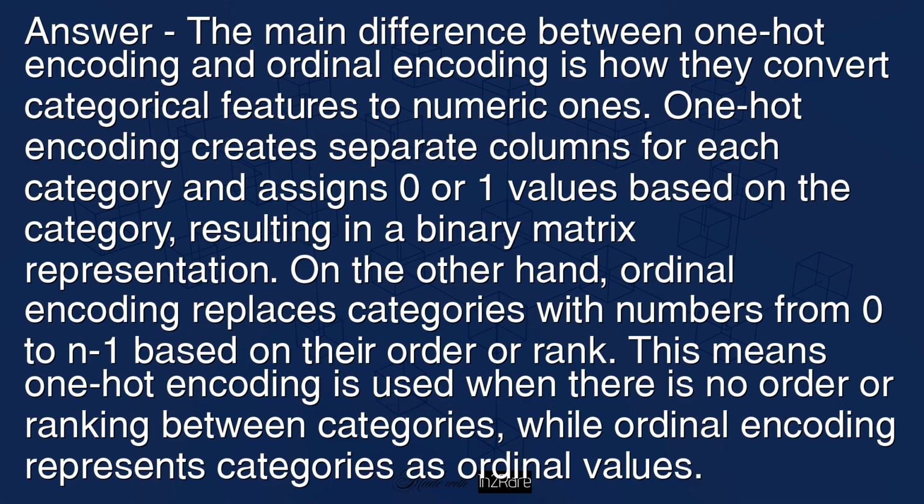a binary matrix representation. On the other hand, ordinal encoding replaces categories with numbers from 0 to n-1 based on their order or rank. This means one-hot encoding is used when there is no order or ranking between categories, while ordinal encoding represents categories as ordinal values.